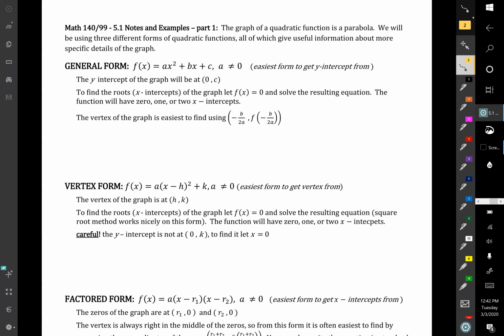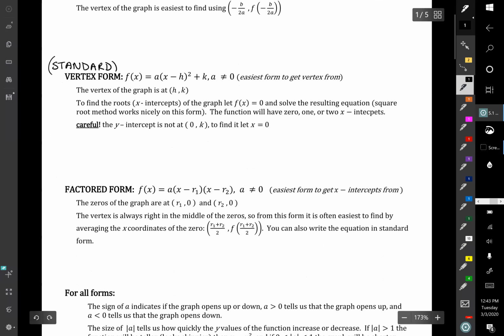If you are talking about vertex, you might want to use vertex form down here because your h and your k are readily available. Sometimes it's just given to you like that. Also, if you're using transformations, vertex form is really great. Another name it goes by is actually standard form. In this book, they use standard a lot, where in other books, standard is the one we just referred to. I'll talk about each of these individually in a minute.